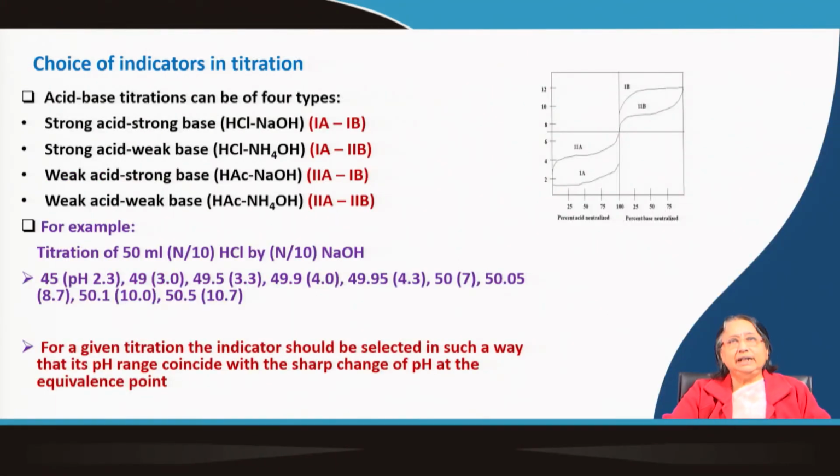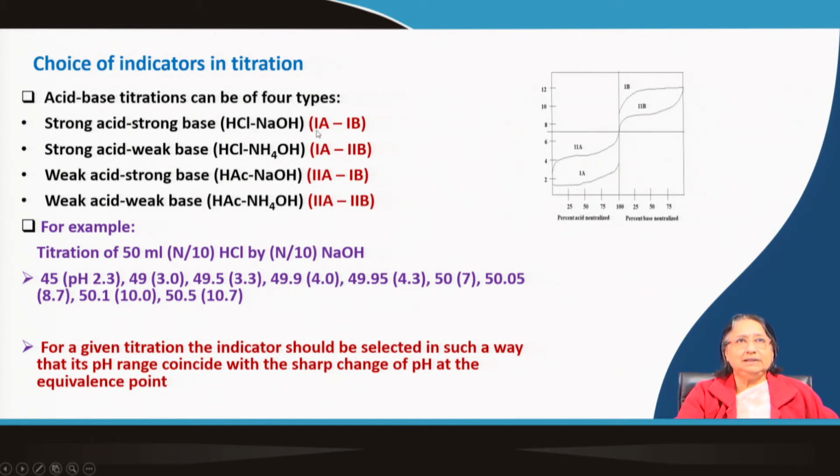Now, how will you choose the indicator? There are different kinds of titration you may take up. For acid base titration, there may be 4 different types. It may be a strong acid versus strong base, a strong acid versus weak base, a weak acid versus strong base, or a weak acid versus weak base. Okay. So, examples are also written.